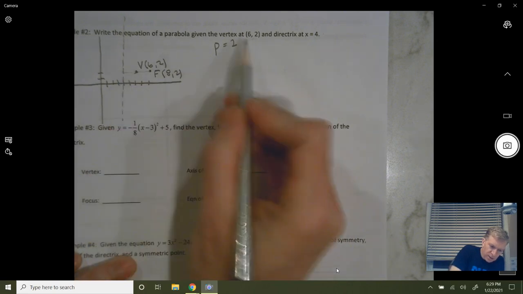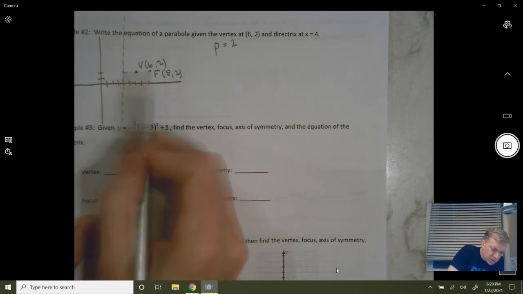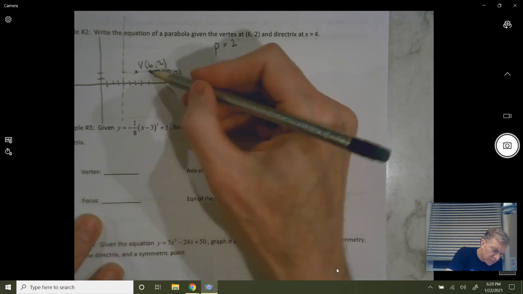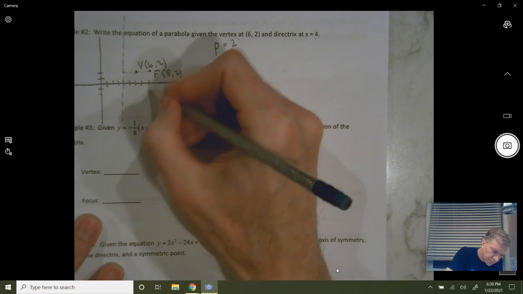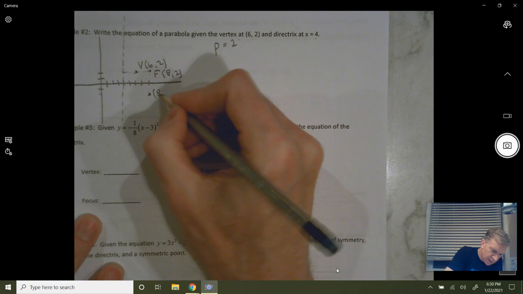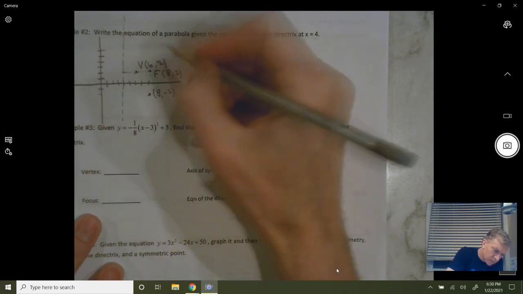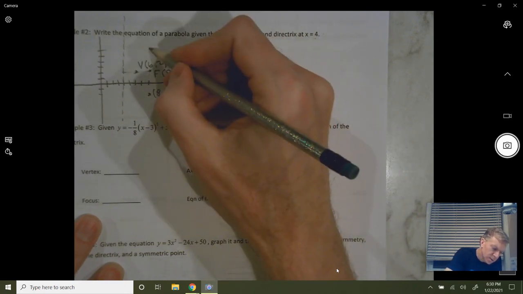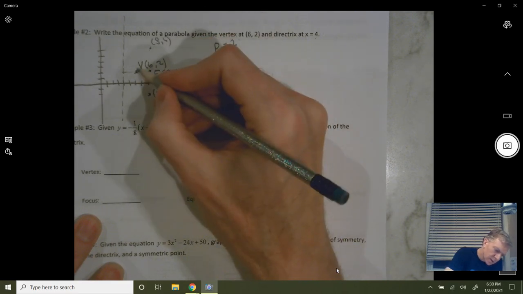They gave us the vertex. They gave us the directrix. Okay, now I'm going to find that total distance, 2p, which is 2 times 2, 4. And I'm going to go 4 up and 4 down. 1, 2, 3, 4. So that's going to be (8, -2). I'm going to go up 4, which gets me to 6. So (8, 6). And that's going to help you draw.